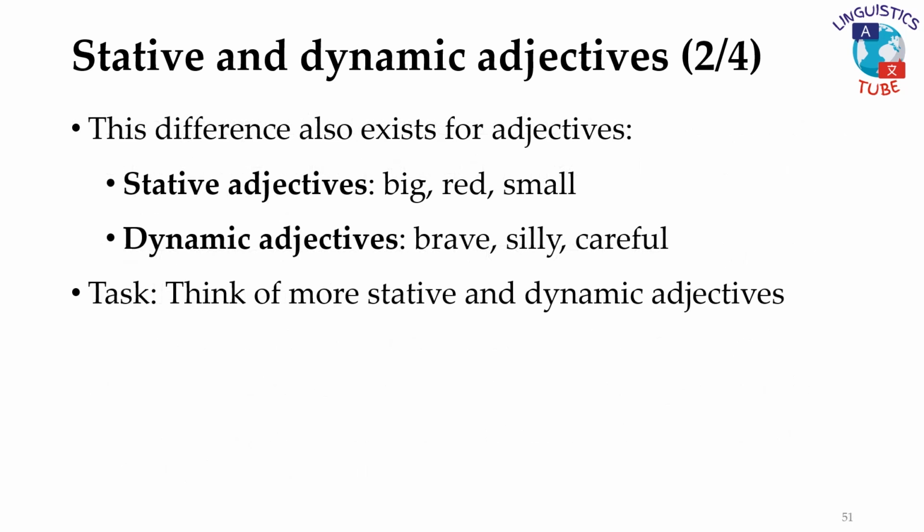Based on this difference, we can put adjectives into two groups, which follow the same principle. Examples of stative adjectives are big, red, small. These describe properties of the noun which are permanent. In contrast, dynamic adjectives are words like brave, silly, careful, because these describe properties of the noun which are active and changeable. Pause the video and think of more stative and dynamic adjectives. Continue when you have finished.